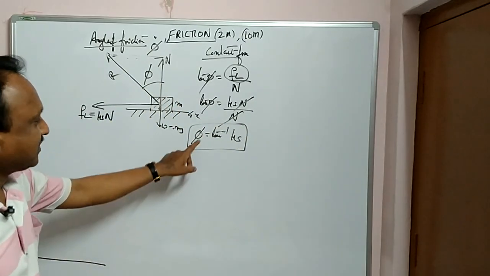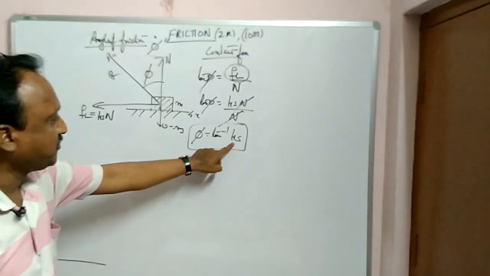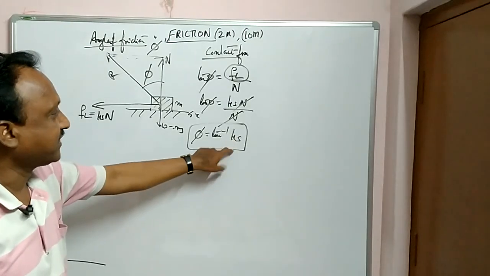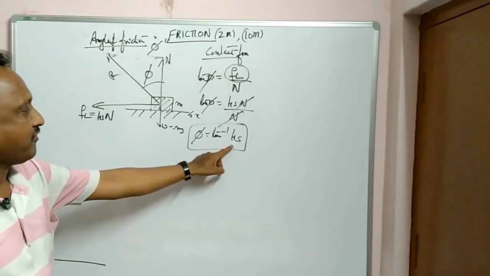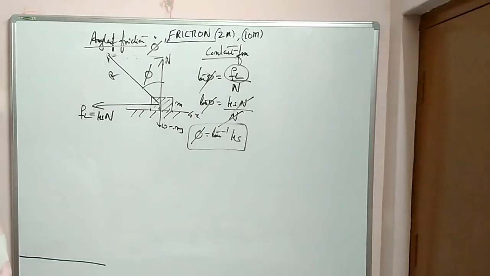Do you understand? So this phi is called the angle of friction, and μs is the coefficient of static friction. This is the relation between the angle of friction and the coefficient of static friction. Please draw it. It's very important. Intermediate IPE examination, 2 marks question. Clear? Right.